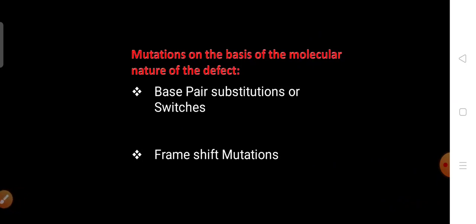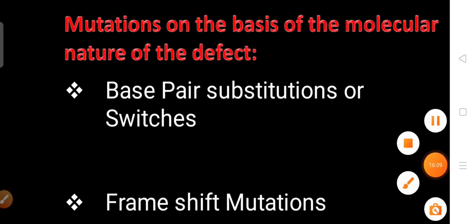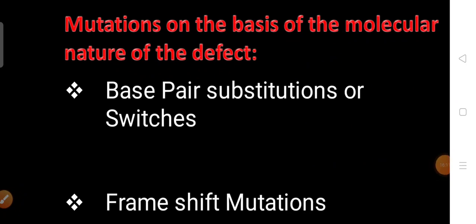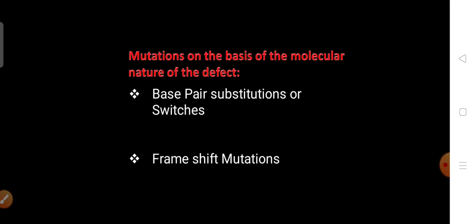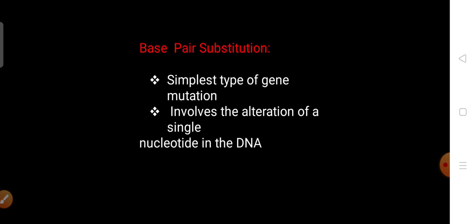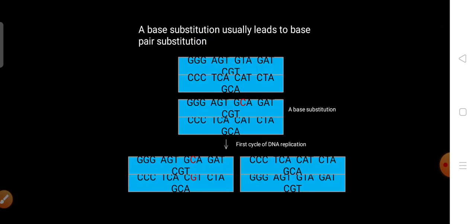Now they are of two types. Point mutations, on the basis of molecular basis of mutation, there are two types: number one, base pair substitution, also called switches, and number two, frameshift mutation. So base pair substitution or frameshift mutation. Base pair substitutions are of two types: number one, transition, and number two, transversion. Now base pair substitutions are the simplest type of mutation. What does it involve? It involves alteration in one single nucleotide base pair. There is a change in a single base pair of an organism.